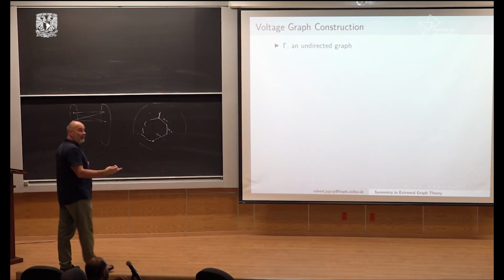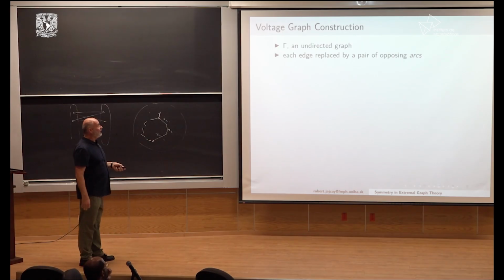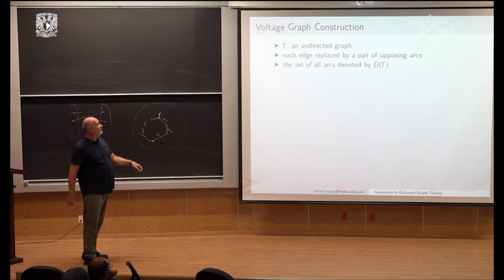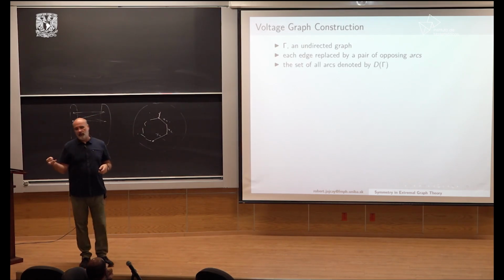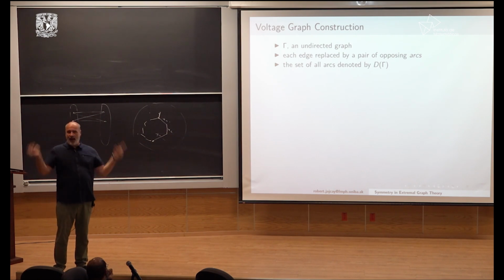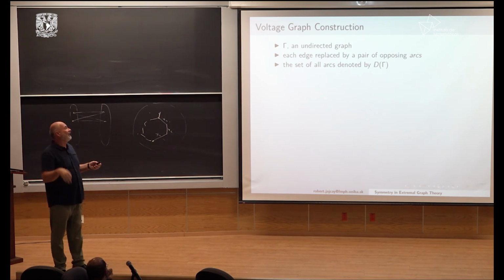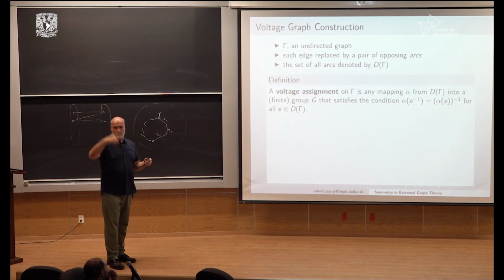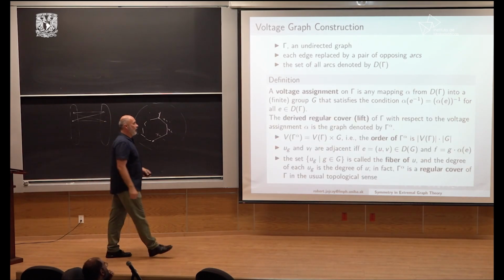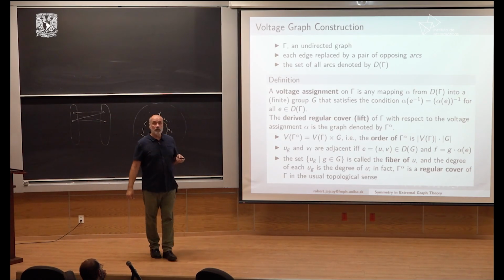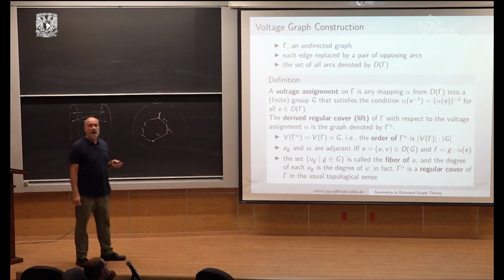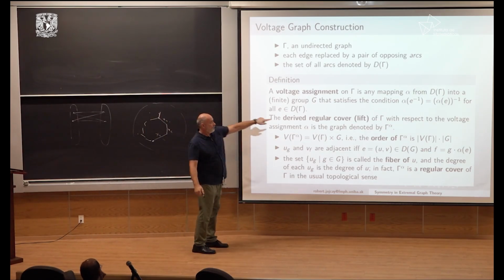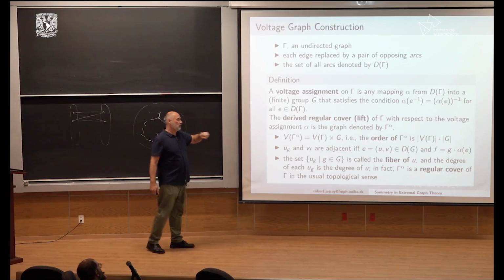So very quickly, what is it? You start with a graph. Now make the edges into opposing arcs and assign to each arc an element of a group. Each dart gets an element of the group, the only requirement is that opposing darts get inverses. Then you can construct what is called the derived regular cover, or most people will say lift, of gamma. The lift of gamma is a new graph constructed with respect to gamma and with respect to the group that you assigned.